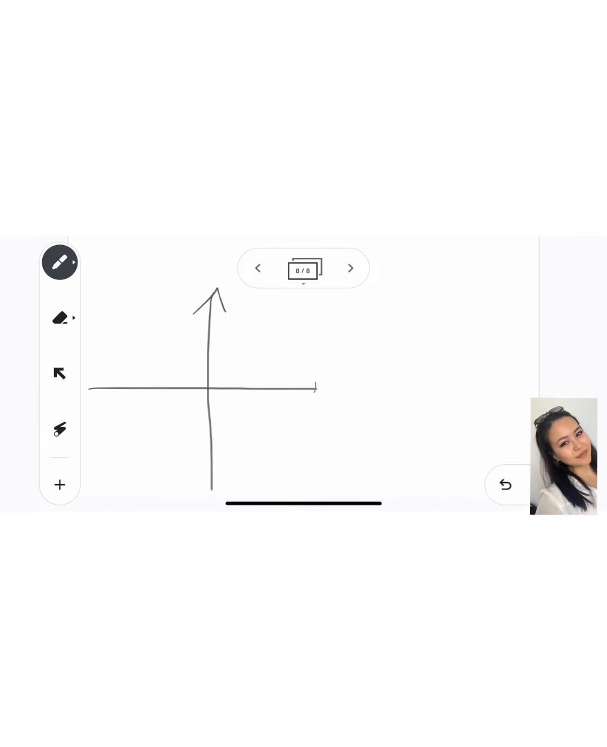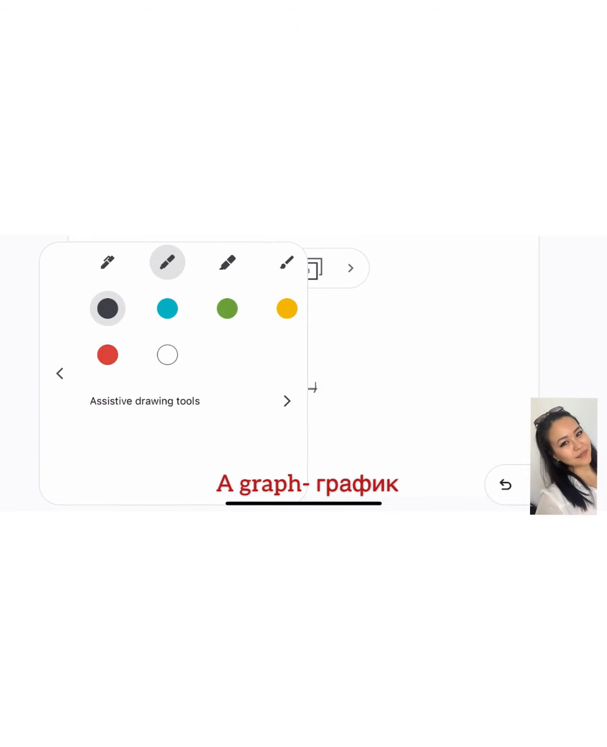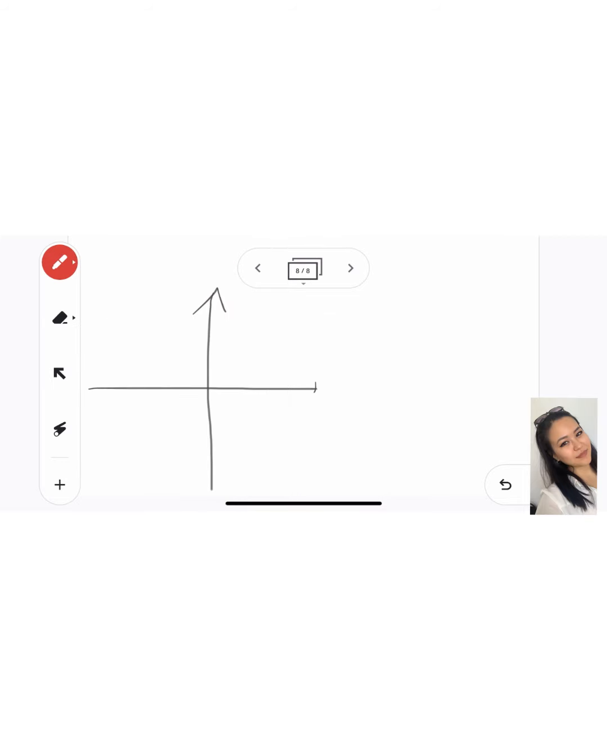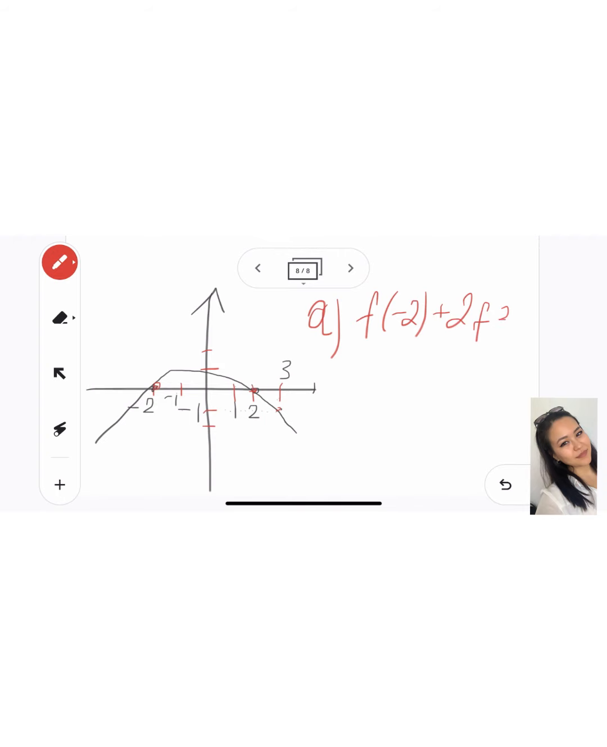So the next problem is a little different. We're given a graph, not a function. So they gave us a graph and they didn't tell us what function it is. So it looks like this. I'm illustrating a graph from the book right now. So the question is two questions, A and B. A asks us to find f of negative 2 plus 2 f of 3 over f of 0.